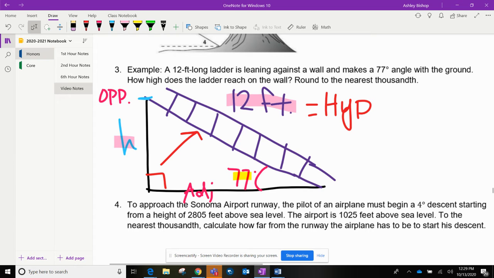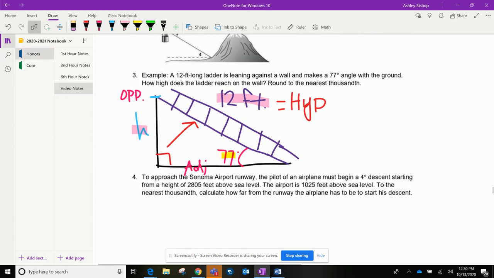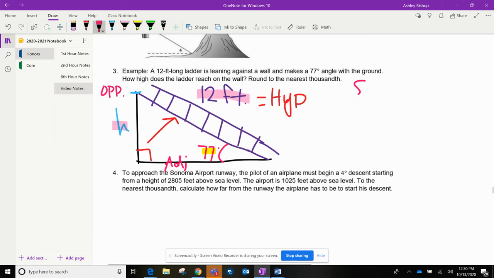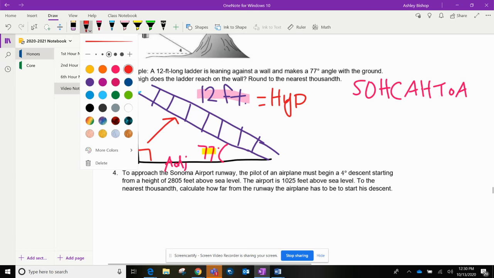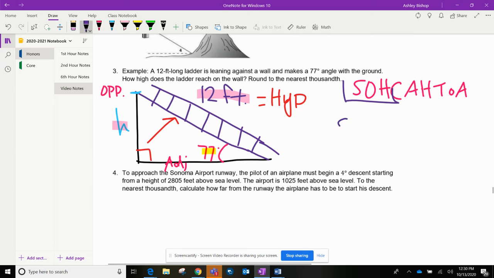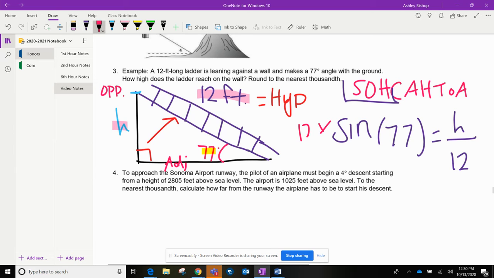So, using SOHCAHTOA and what we did last week on my quiz, I want to know which one, sine, cosine, or tangent, uses opposite and hypotenuse. And now we are pros at this, and we know that it's going to be sine. So the sine of 77 is equal to h over 12. And you know how to solve for h, just like your quiz last week. Multiply both sides by 12 to get rid of that fraction.